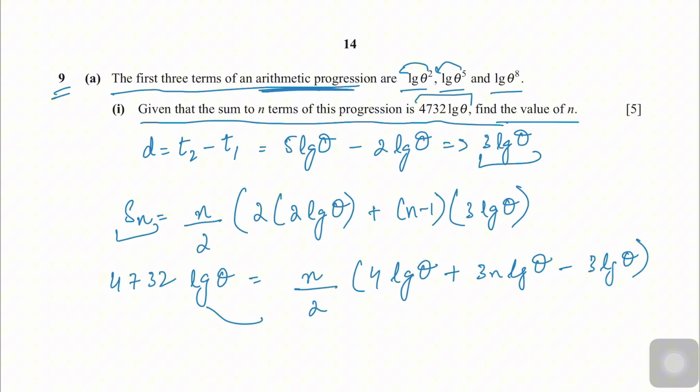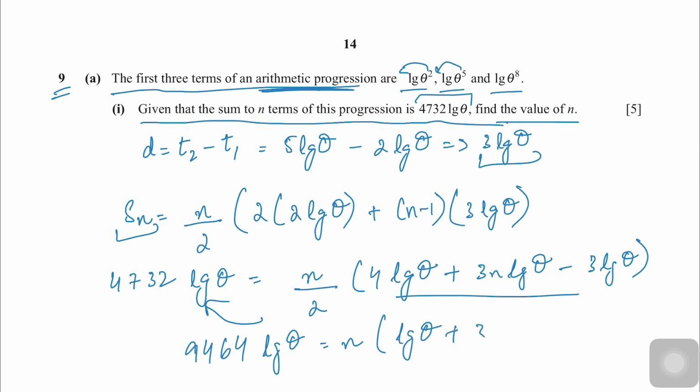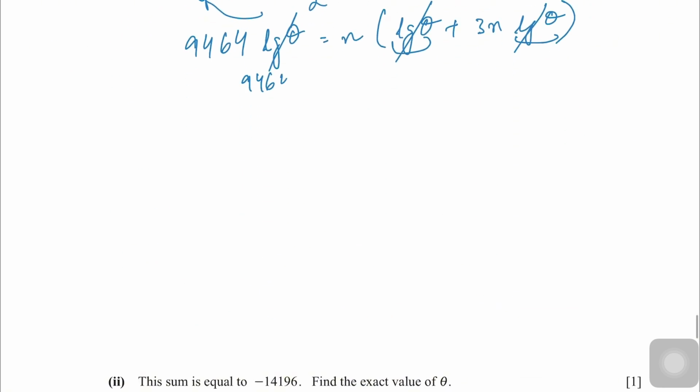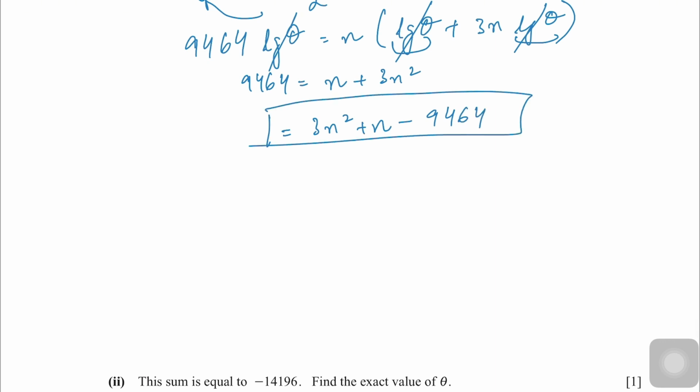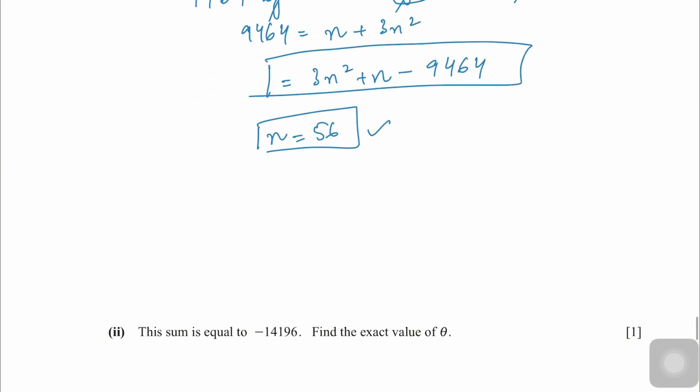This 2 would be multiplied over there, giving 9464 lg theta equal to n times (4 lg theta plus 3n lg theta minus 3 lg theta). So this would be lg theta plus 3n lg theta. The lg theta can be taken as common and cancelled out, and we'll get 9464 equals n plus 3n squared. Now we can solve this as 3n squared plus n minus 9464. You can use the calculator over here and get our n as 56. So this is our final answer.